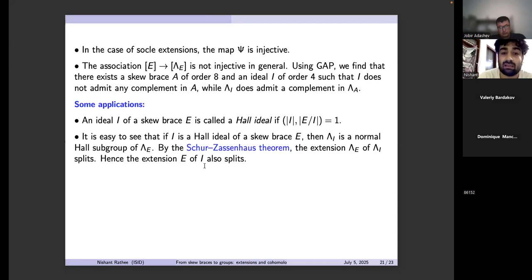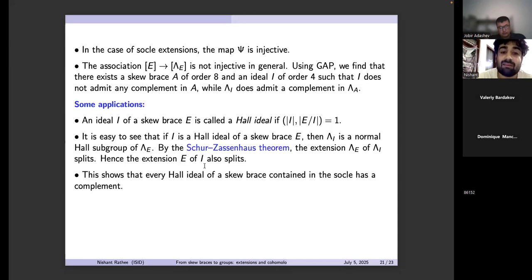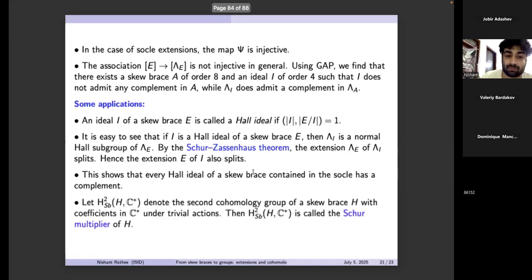So this shows that every whole ideal which is contained in the socle of a skew brace always admits a complement. Actually, we prove this result in much more generality using non-abelian cohomology. But this is the direct application of the embedding of the second cohomology group of skew braces into the second cohomology of lambda groups. Furthermore, this second cohomology group H²(H, C*) is the second cohomology group of skew brace H with coefficients in C* with trivial action.